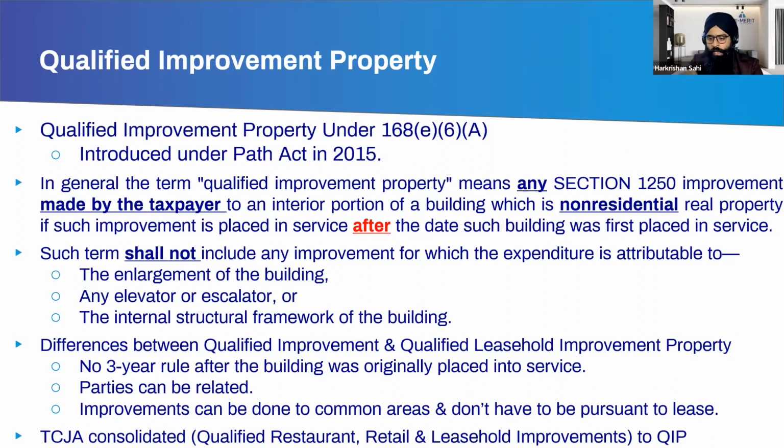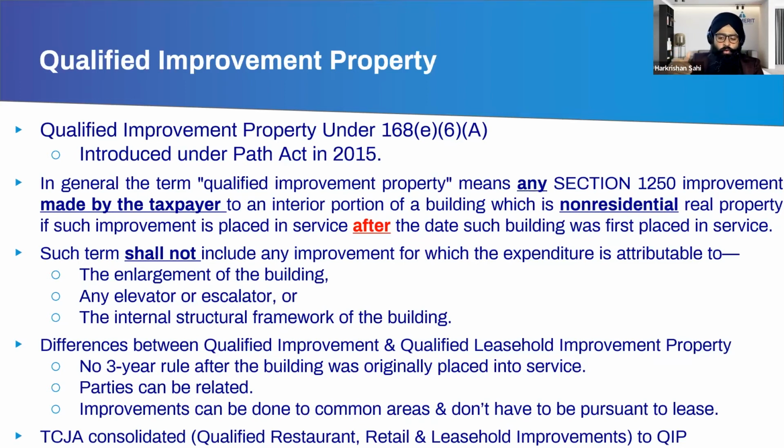But what you'll realize is how similar this definition is to QLI, right? QLI had pretty much the same definition, but it also said that it should not include improvements attributable to enlargement of the building, any elevator or escalator, or any internal structural framework of the building. They had the same exact definition for QLI and QIP. But what are the differences? I get it, they're the same, but what are the differences?